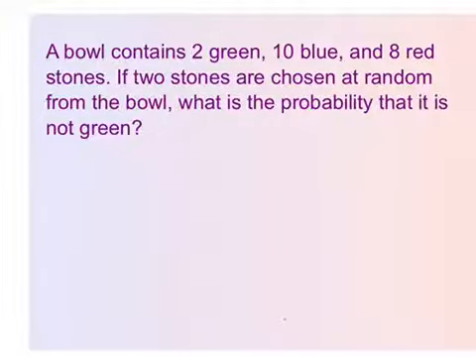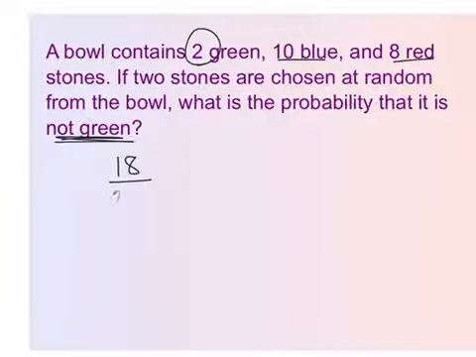Next example, a bowl contains 2 green, 10 blue, and 8 red stones. If 2 stones are chosen at random from the bowl, what is the probability that it is not green? I do not want green, so I will take a blue or a red. I have 10 blue and 8 red, so I have 18 of them that I would be happy with. And then out of the total number, I have 2 more, so that would give me 20 total. Plug that into your calculator, you're going to get 0.9.